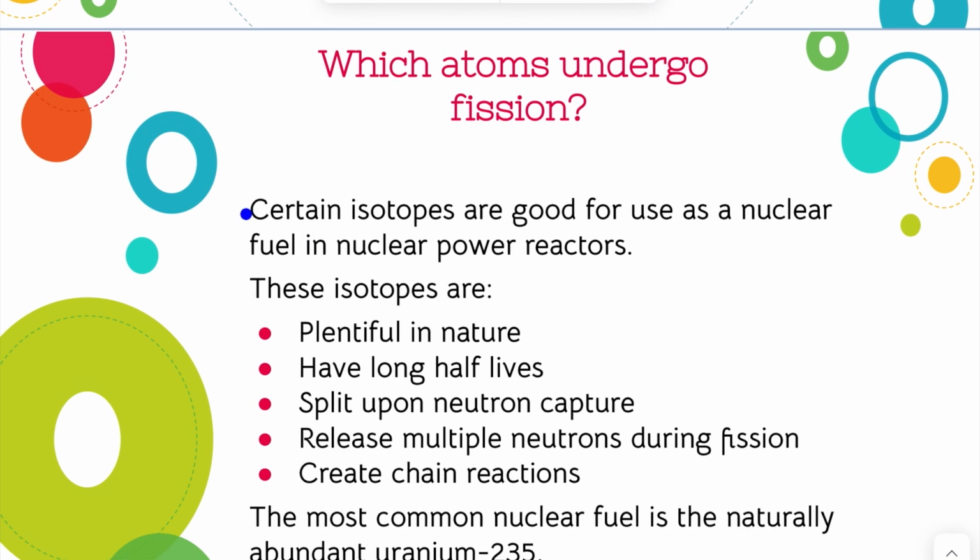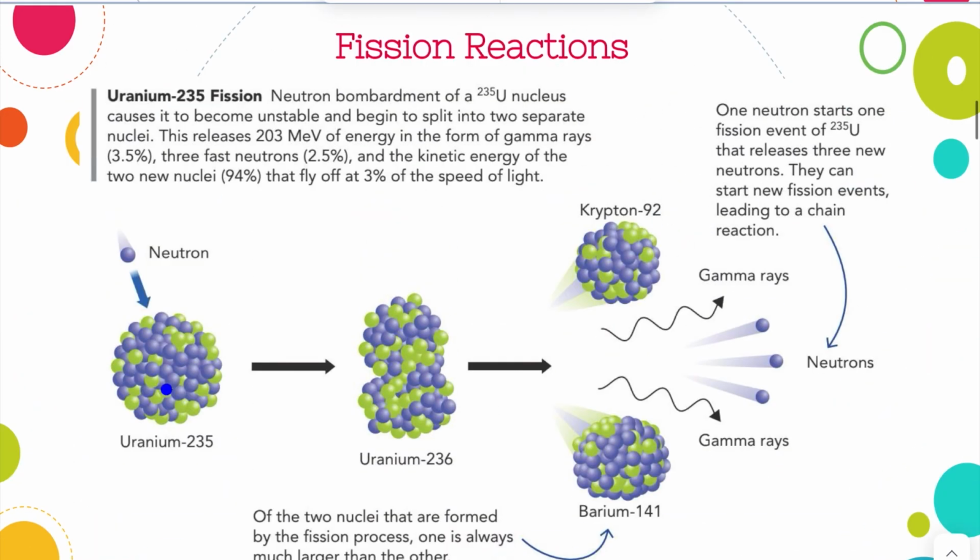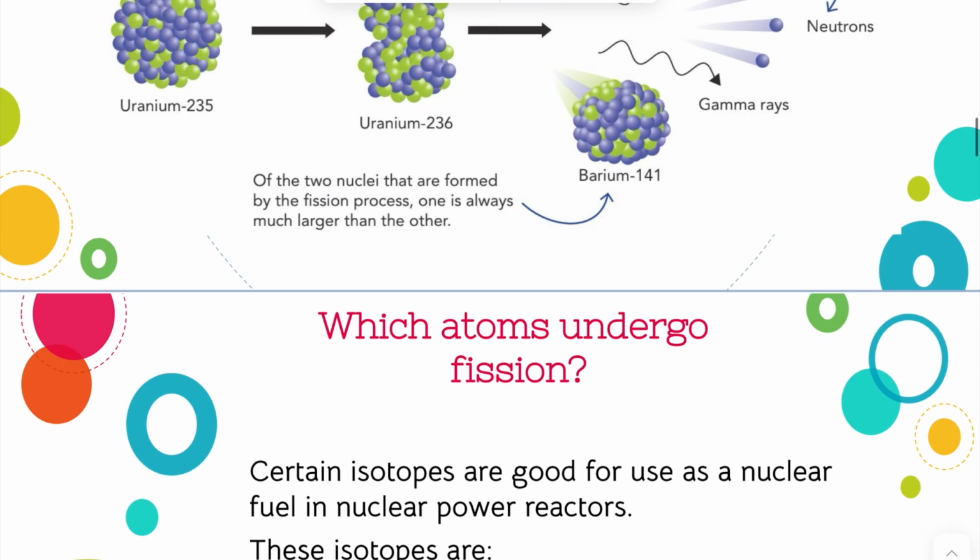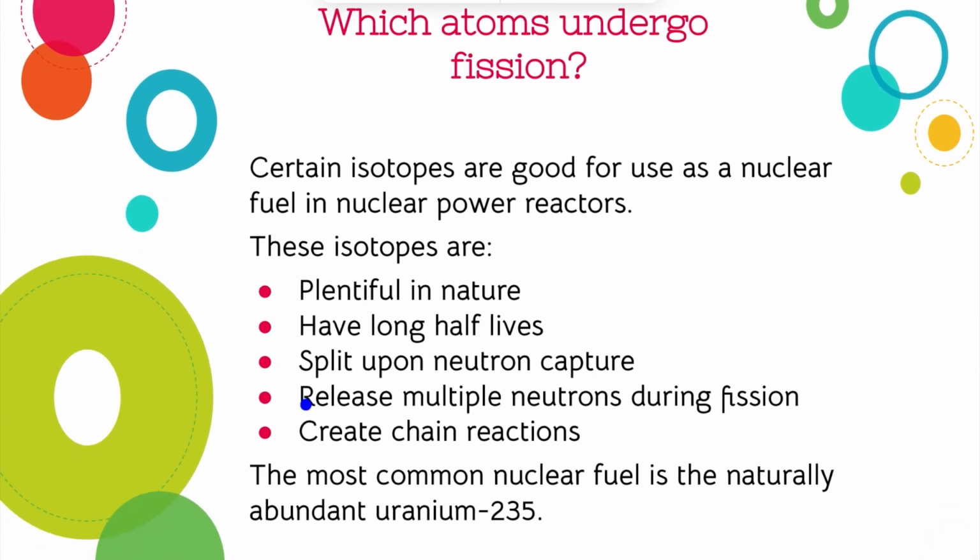And so certain isotopes are good for use as nuclear fuel in nuclear power reactors. Isotopes that are useful are plentiful in nature, so we would have them available. They have long half-lives, so they are going to react, but they're not going to be radioactive on their own. They split upon neutron capture, so once that uranium gets a neutron, that uranium-236 is going to split. And they release multiple neutrons during fission and create chain reactions. The most common nuclear fuel is the naturally abundant uranium-235.